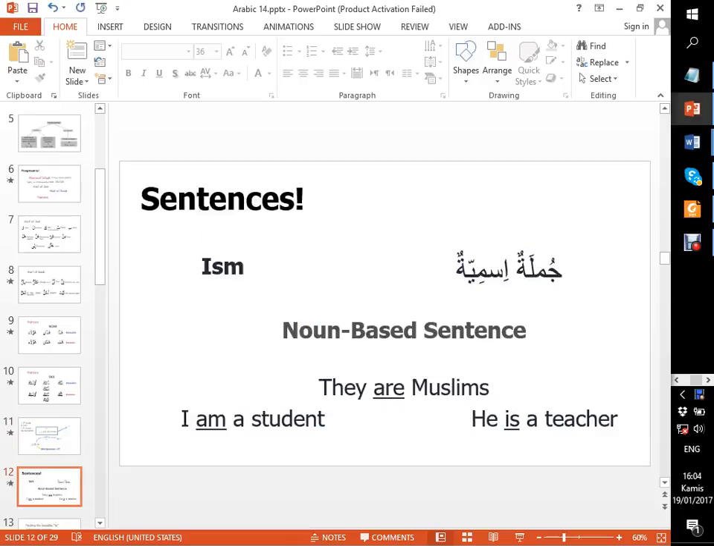So we come to sentences. For now, we only cover jumlatun ismiyah. So it is an ism-based sentence, similar to a noun-based sentence in English, like a simple sentence using to be. Like I am a student, they are Muslims, he is a teacher. Okay. We call it jumlatun ismiyah. So we form a sentence using ism.